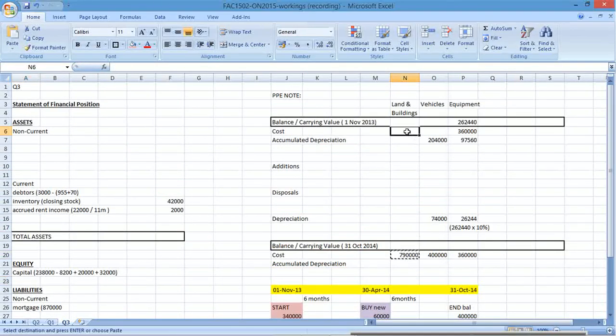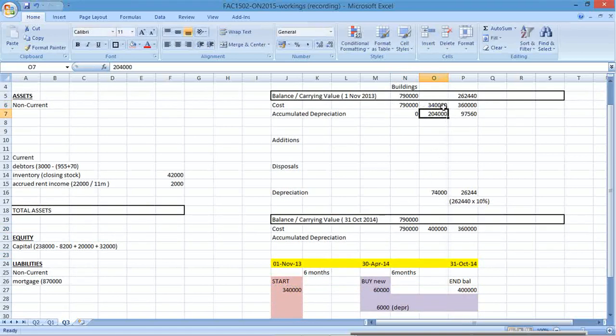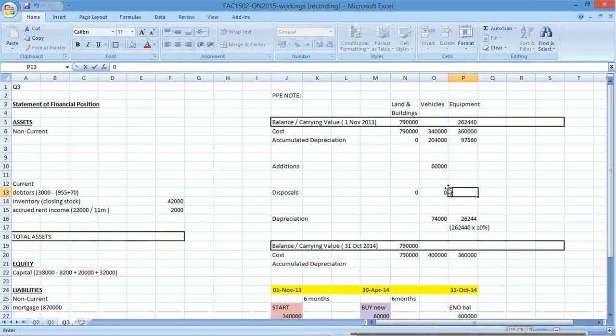Okay, so land and buildings, they would have remained the same. Okay, so your cost price here for vehicles, we saw it earlier, was the 34,000. Additions, I bought how much? I bought 60. Okay, no disposals. Okay, depreciation, no depreciation here. Additions for equipment, no additions for equipment. Okay, so accumulated depreciation here would be 0. Accumulated depreciation here will be what you started with plus what you had during the year. Okay, so this will be cost minus accumulated, gives me that answer.